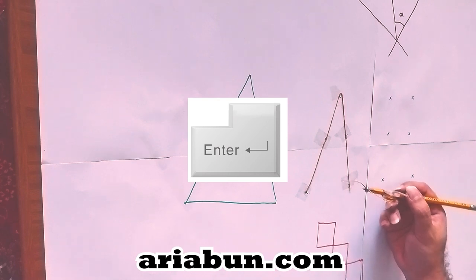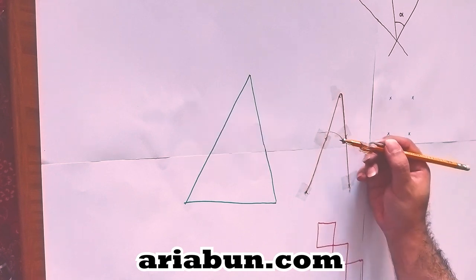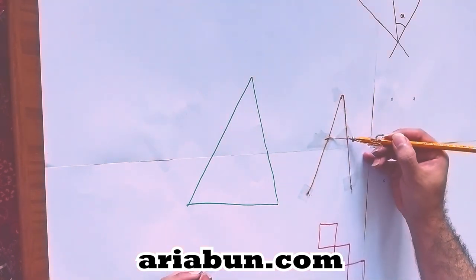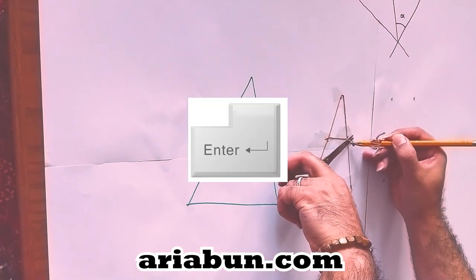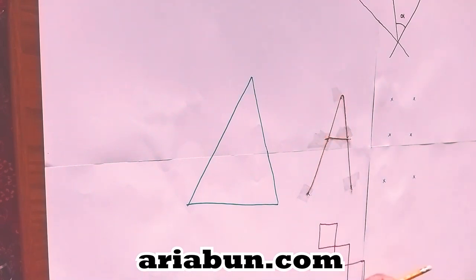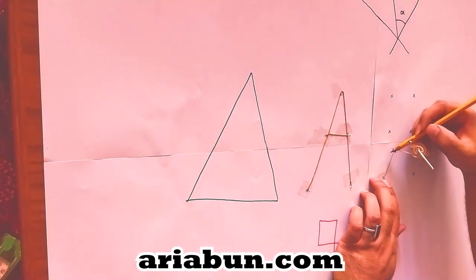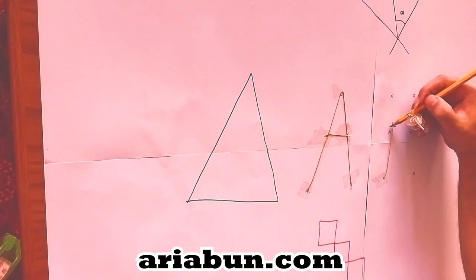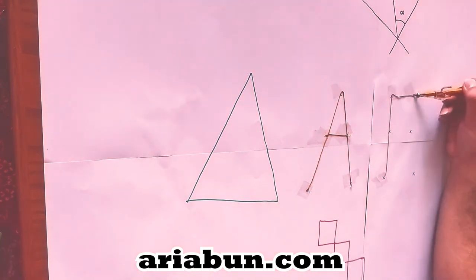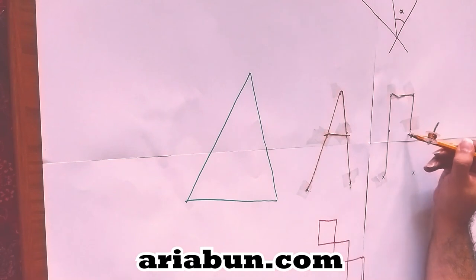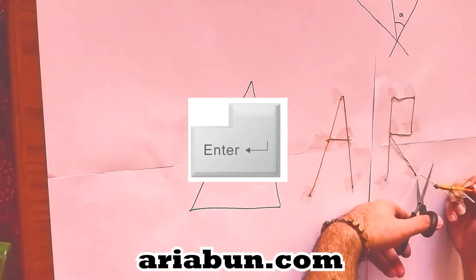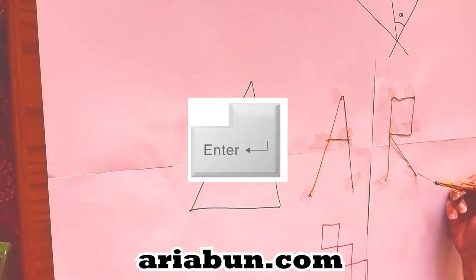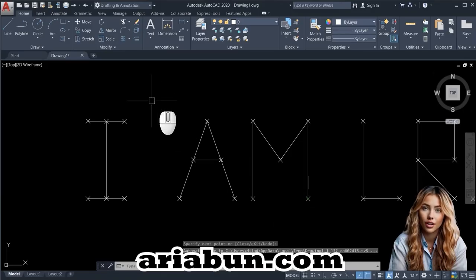What was the last command? Line. So, I start clicking and drawing the lines again. Every time this happens, we do the same thing. To save the changes, just click on this icon.